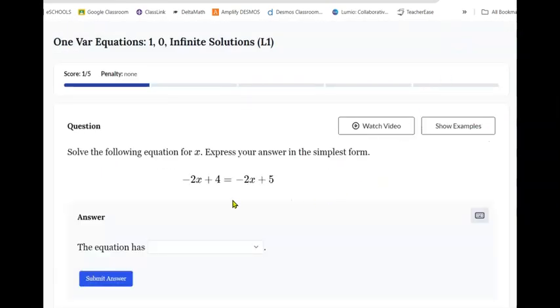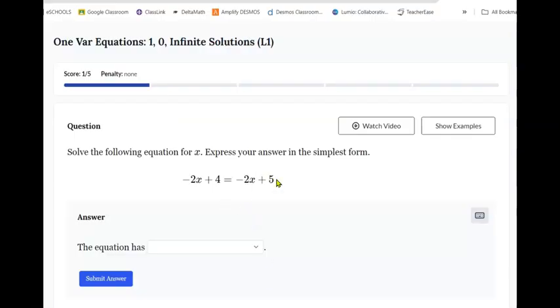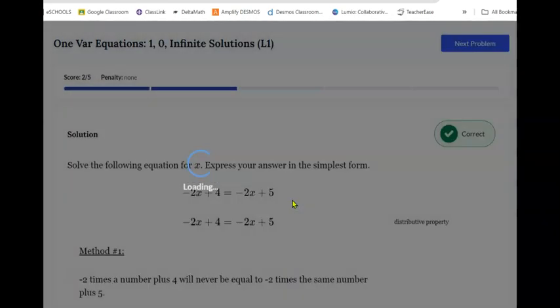Let's try another one. So we're going to take a quick look. If there's any distributing or combining, we're going to do that. We don't have any of those situations, but we do have the same variable term. So when you have the same variable term, you have to make a decision based on your constants. If the constants are different, then we have no solution. We've got constants that are different. So this equation has no solution.